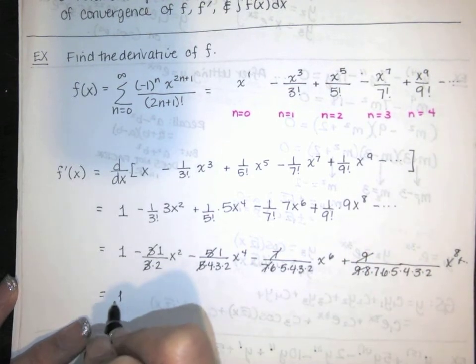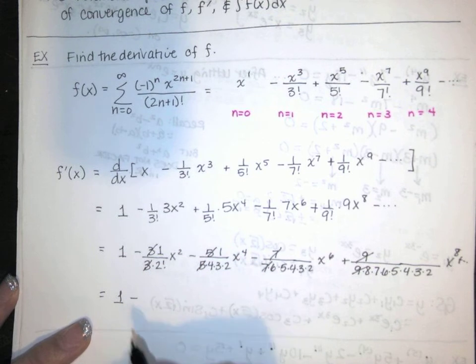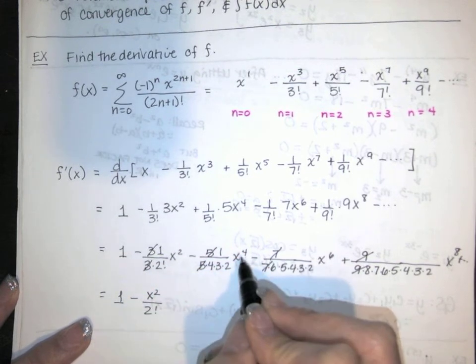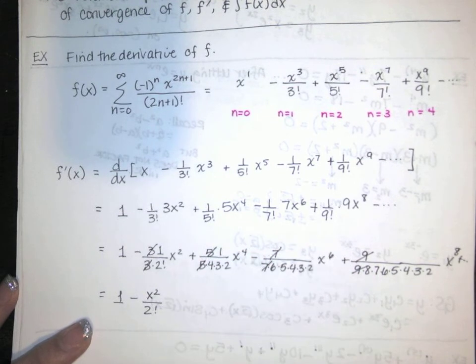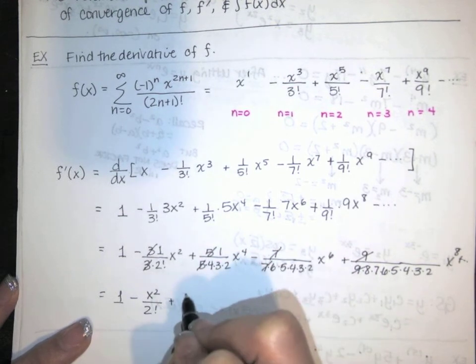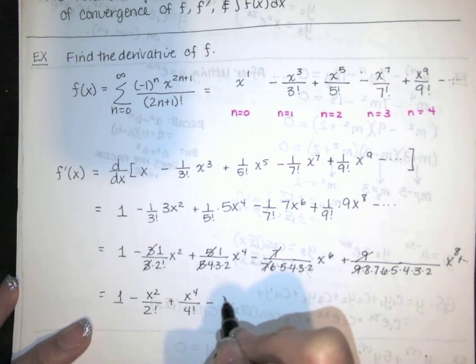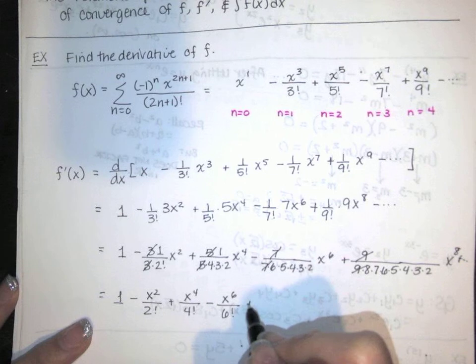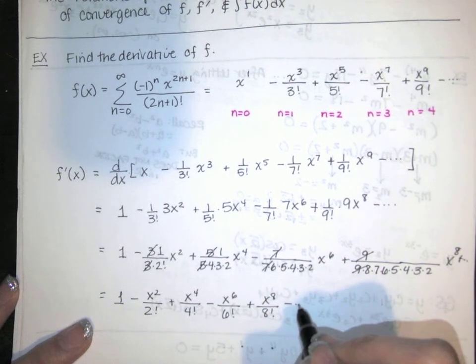So it looks like I've got a 1 minus, and I'm going to think of that too as a 2 factorial. X squared over 2 factorial. Then I've got, it should be a plus. I keep messing up my signs. Plus x to the 4th over 4 factorial. Minus x to the 6th over 6 factorial. Plus x to the 8th over 8 factorial. And we keep going.